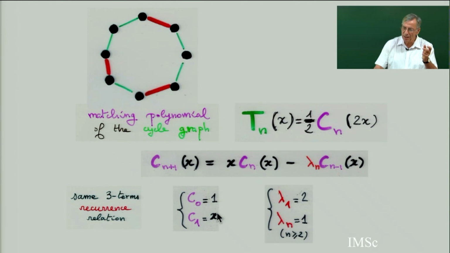So there is a very slight difference with the other kind of Chebyshev. For the matching polynomial of the segment, you have lambda 1 equal 1. For the matching of the cycle, you have this recurrence relation. And I leave you with an exercise. First exercise, or second exercise: give a proof, check that the matching polynomial of the cycle graph satisfies this three-term recurrence relation.